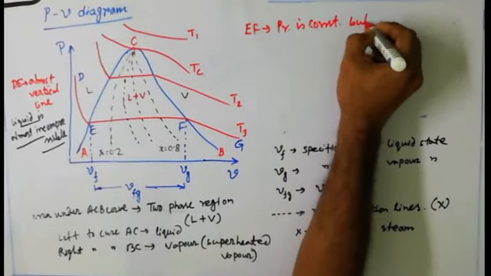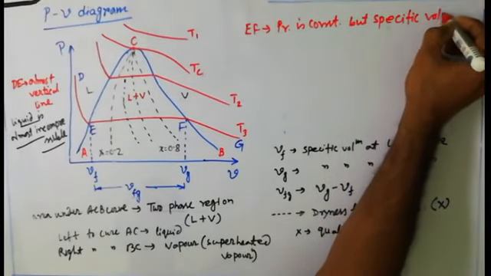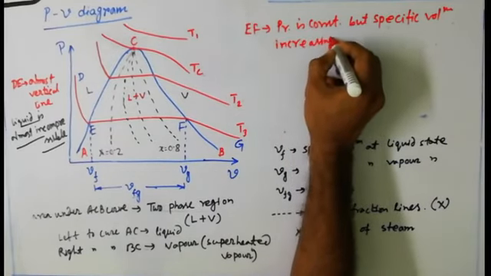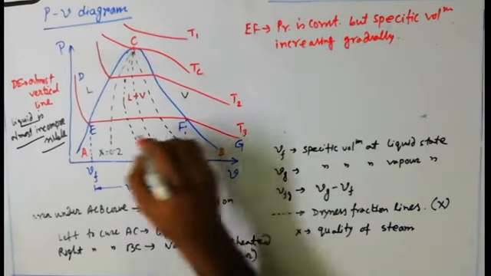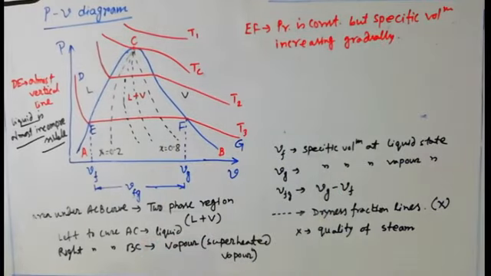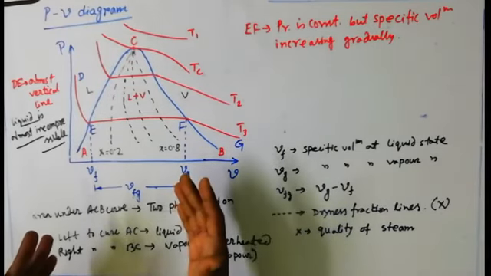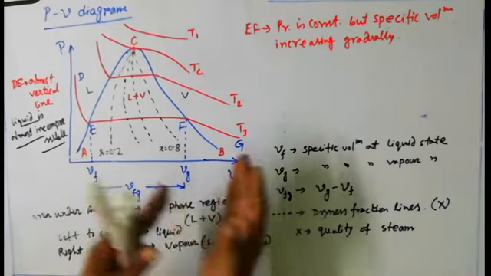but specific volume increasing gradually. Why is it occurring so? Because in this region the phase change is occurring. So you are increasing the temperature, you are supplying the heat, and that's why, keeping the temperature and pressure constant, the phase change is occurring.